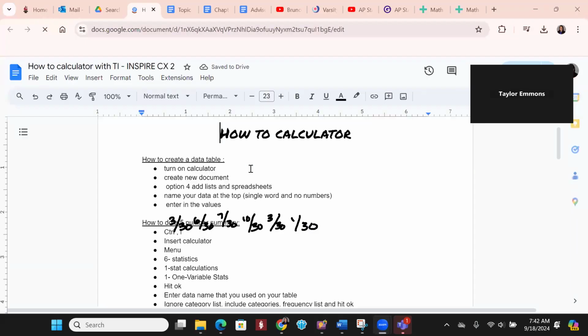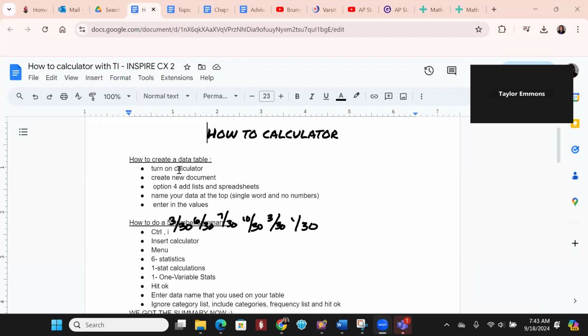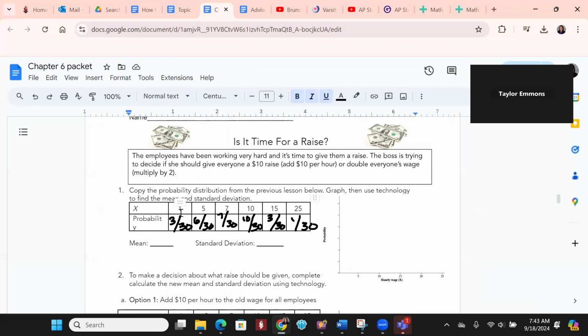Just a reminder, if you need to create a table, you turn on your calculator, you create a new document, you hit option 4, which adds lists and spreadsheets. You're going to name your data at the very top. Don't use any numbers on that. And then you're going to enter the values. For our table, you're going to have 3 1s, 6 5s, 7 7s, 10 10s, 3 15s, and 1 25. Take a moment, do that.